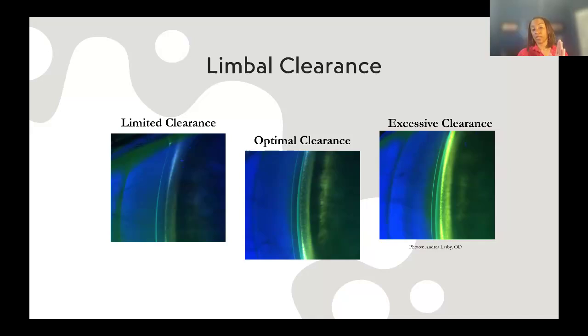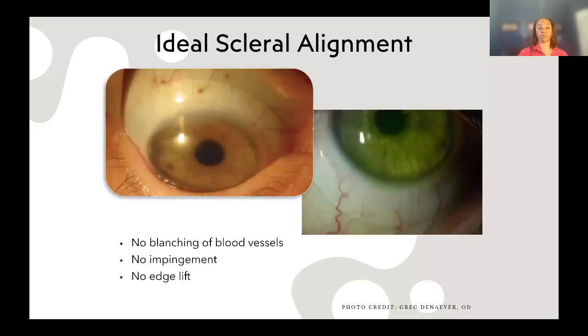And then that green thicker band is the limbal clearance. So that's excessive. Then let's go to the far left. That's very limited clearance. And then right in the middle, we have a picture of optimal clearance. So if we don't have an OCT, just scanning over the limbus with an optic section can also be very helpful. Now we need to look at scleral alignment.